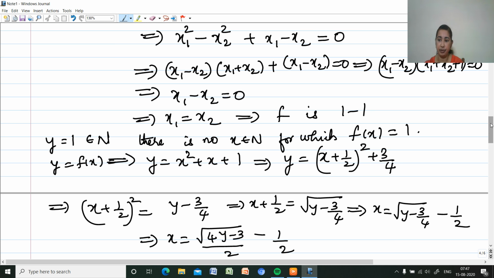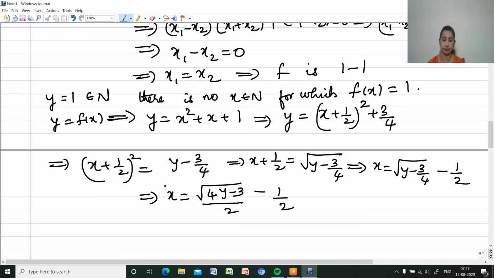So this is f inverse x. f inverse x is equal to root of 4x minus 3, divided by 2, minus 1 by 2. So that's the inverse.